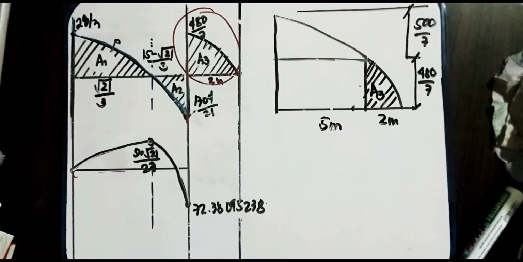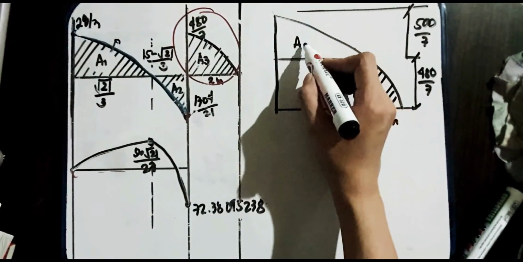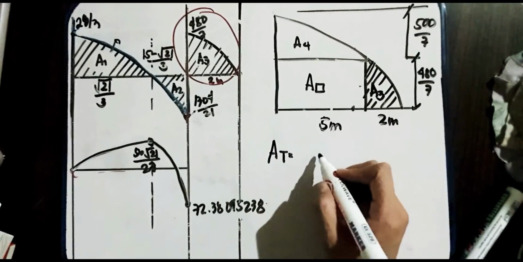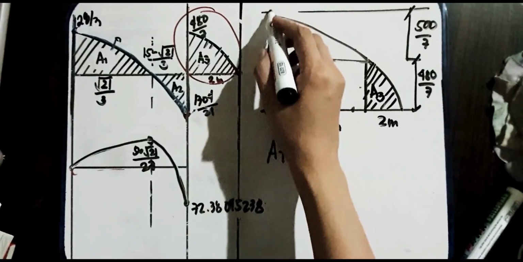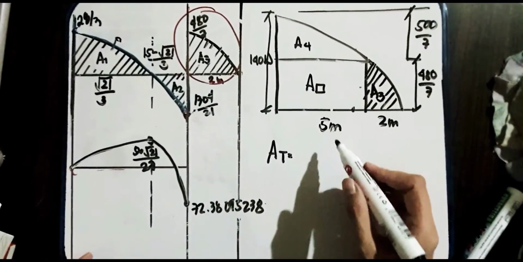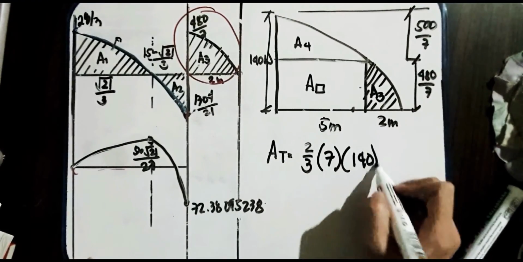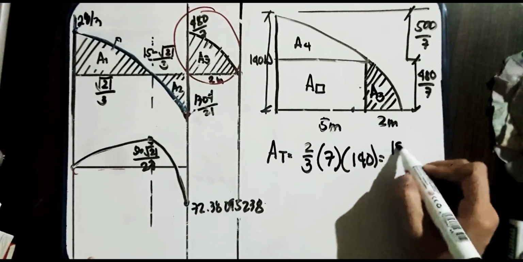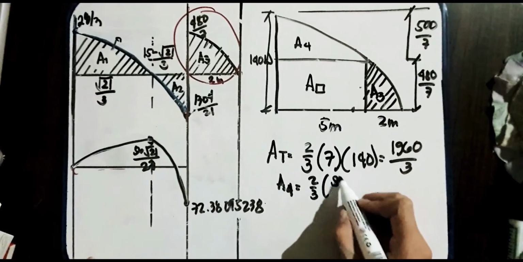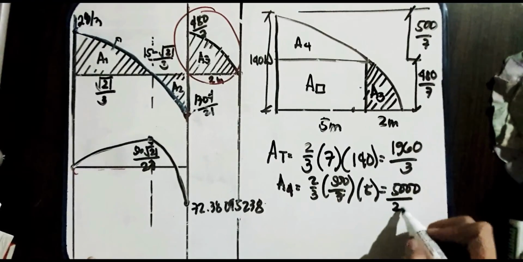Okay? So, gagawin lang natin, we have to compute for A3. So, ito ay area of this rectangle. And this is area, sabihin na natin na 4. So, all we have to do is to determine the area total, which is, okay, pag pinag-add natin to, is equivalent to 140 kilonewton. So, okay, we have 2/3 of 7 and then height which is 140. Pwede natin i-store or ilagay natin ng 1960 all over 3. And then area 4 naman natin, that is 2/3 ng 500 all over 7 multiplied by this distance which is 5. So that is 5,000 all over 21.